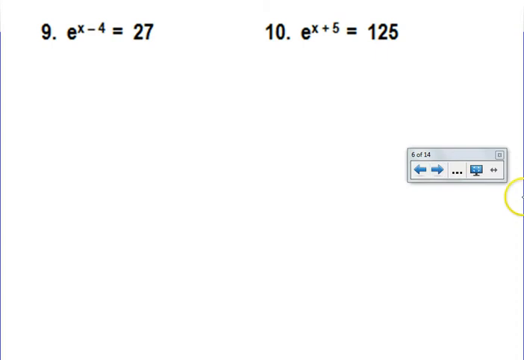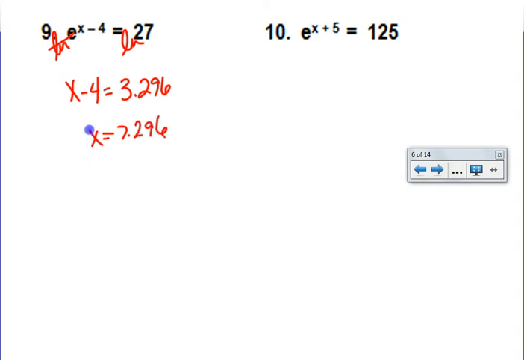Number 9, good news, we have a base e, so we're going to use a natural log because it's going to cancel. So natural log and e cancel, the x minus 4 drops down, and the natural log of 27 on my calculator is 3.296. I'm going to go ahead and add the 4 to both sides and get 7.296.